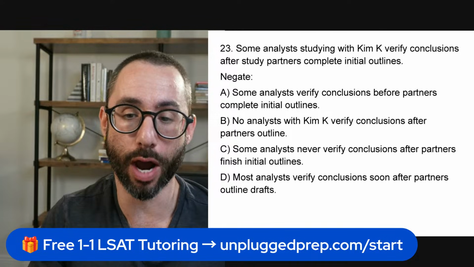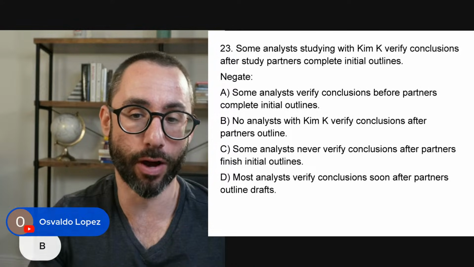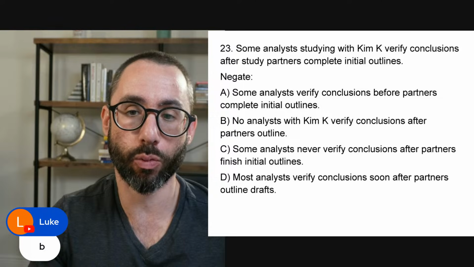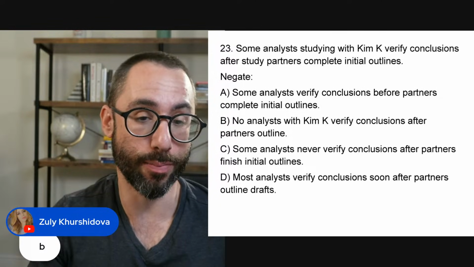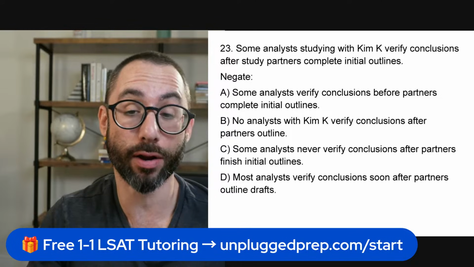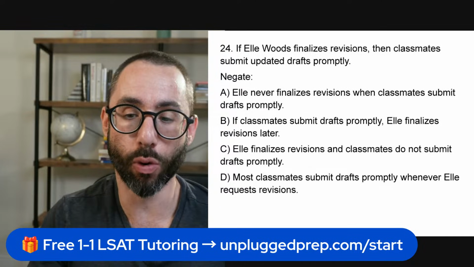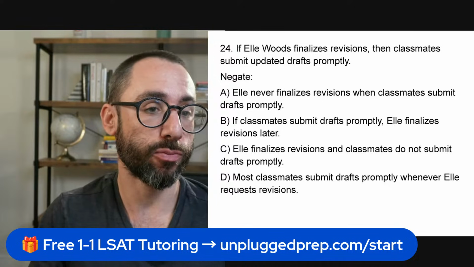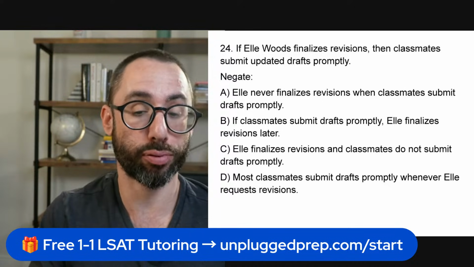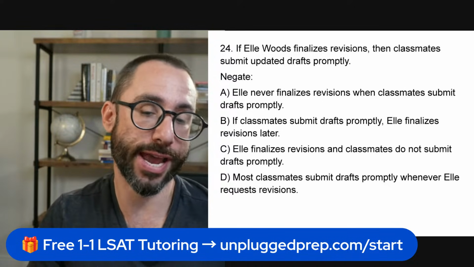And I see a ton of you got it. Anne, Passion, Osvaldo, Michael, Luke, Edward, Autumn, KD, Zuli all saying B as in Bravo. B is in fact correct. Well done. On to 24. If L. Woods finalizes revisions, then classmates submit updated drafts promptly. What is the logical negation?